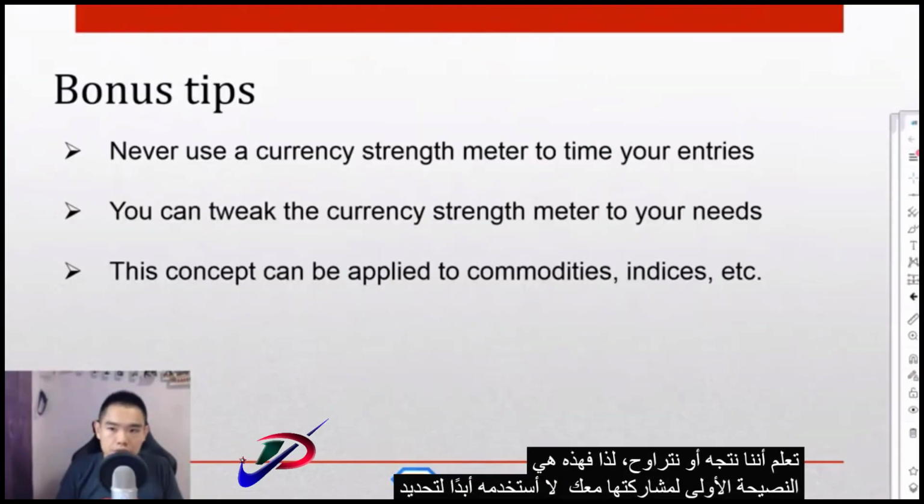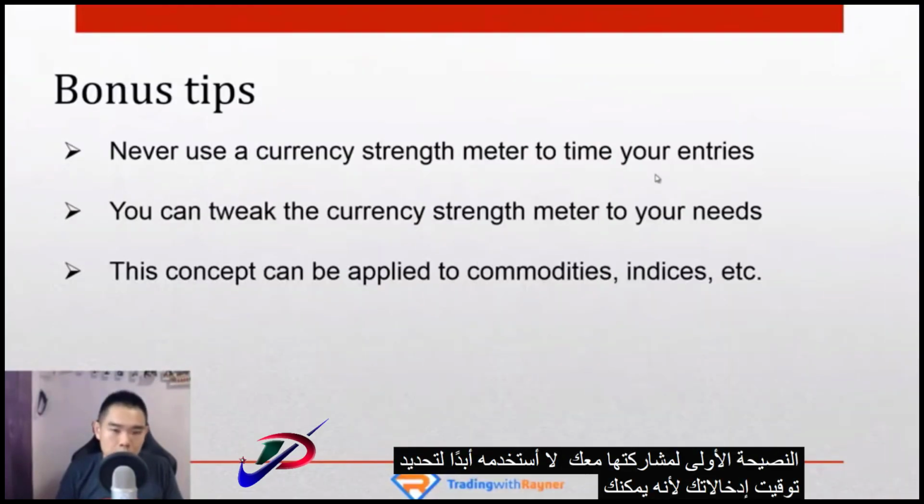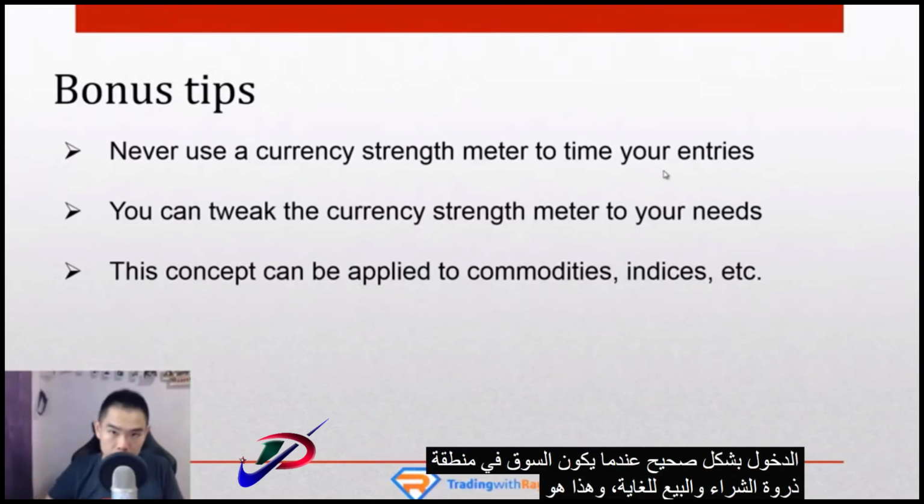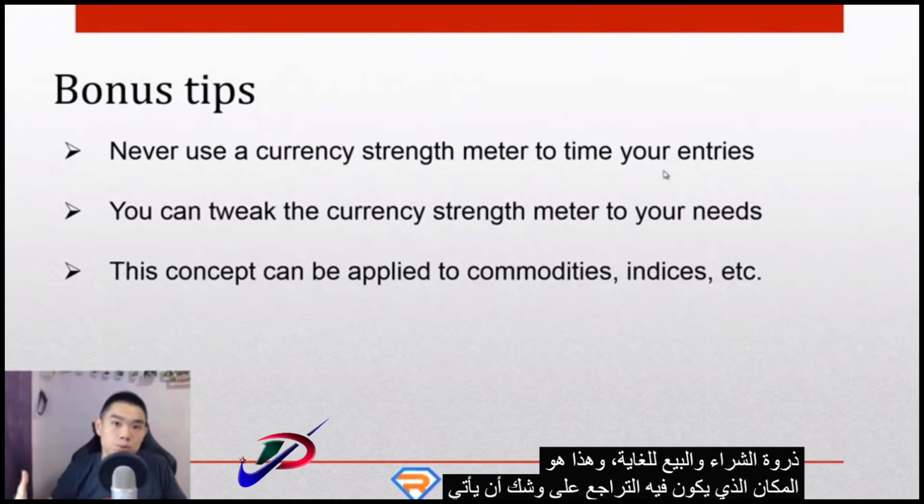So that's the first tip to share with you. Never use it to time your entries, because you can be entering when the market is extremely overbought or oversold. And that's where the pullback is about to come.